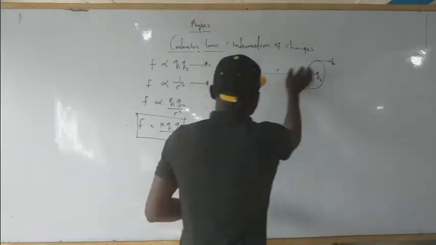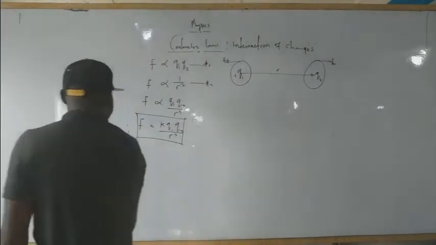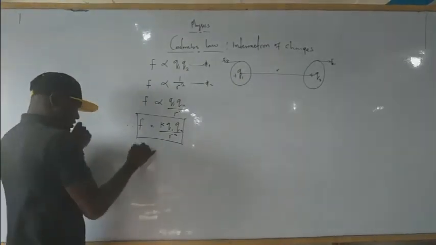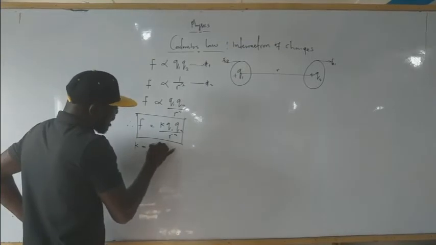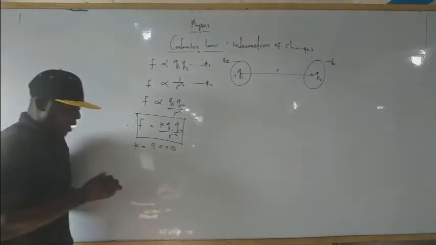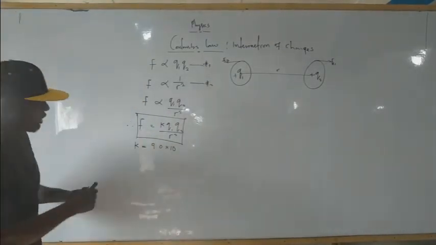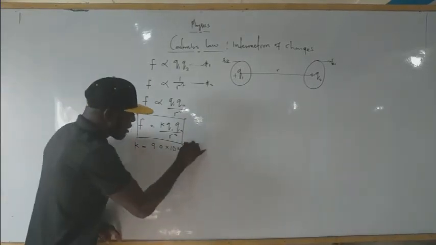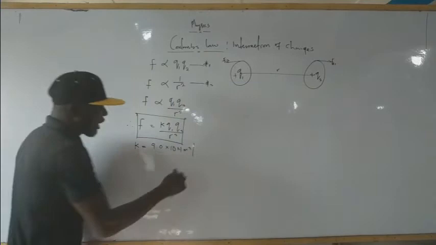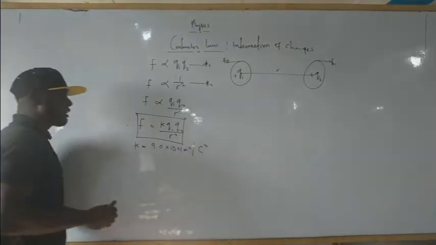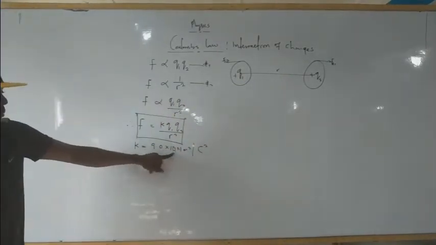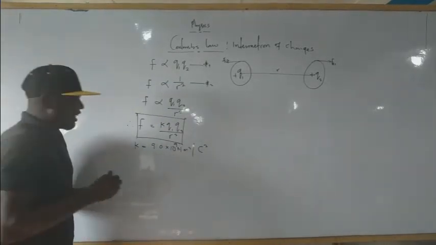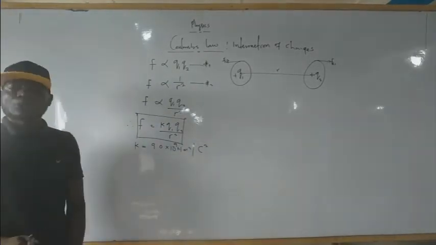So this is their distance apart. Okay? Where K is known as K equals 9.0 times 10 raised to power 9. This is force in Newton, this is R in meter, so meter squared, per Q, that's Coulomb squared. That's 9.0 times 10 raised to power 9 Newton meter squared per Coulomb squared.